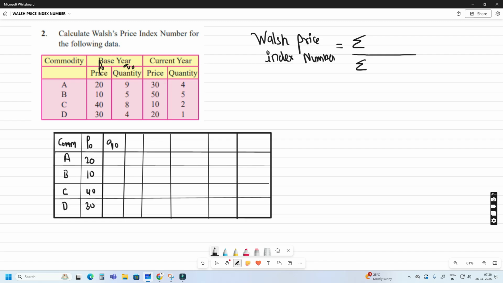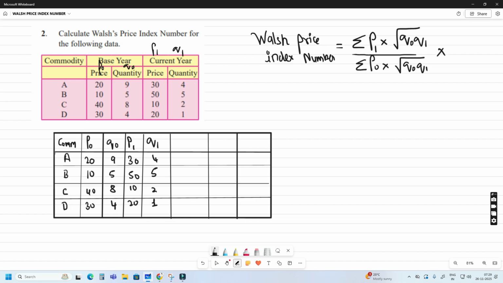और Q0, that is 9, 5, 8, 4. अभी यहाँ करंट ईयर है, करंट ईयर के प्राइस को आप P1 और क्वांटिटी को Q1 कंसीडर करोगे. So P1 will be 30, 50, 10, 20 and Q1 will be 4, 5, 2, 1. Now what is the Walsh price index number formula? Sigma P1 into under root of Q0 Q1 divided by sigma P0 into under root of Q0 Q1, into 100.